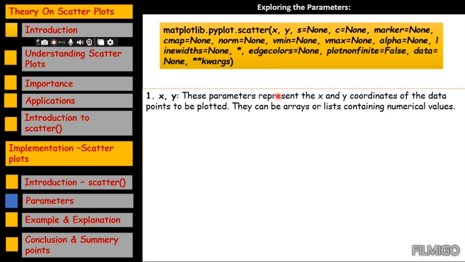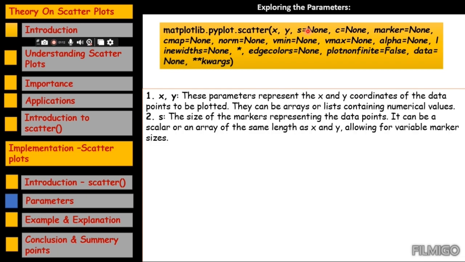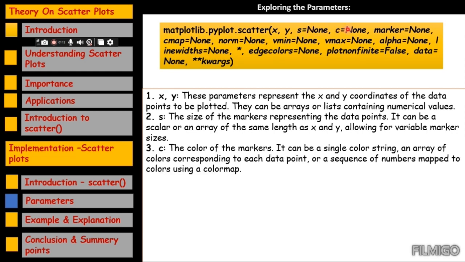Now let's see the complete list of parameters and their explanation for the scatter plot function. X, Y. These parameters represent the x and y coordinates of the data points to be plotted. They can be arrays or lists containing numerical values. S. The size of the markers representing the data points. It can be a scalar or an array of the same length as x and y, allowing for variable marker sizes. C. The color of the markers. It can be a single color string, an array of colors corresponding to each data point, or a sequence of numbers mapped to colors using a color map.